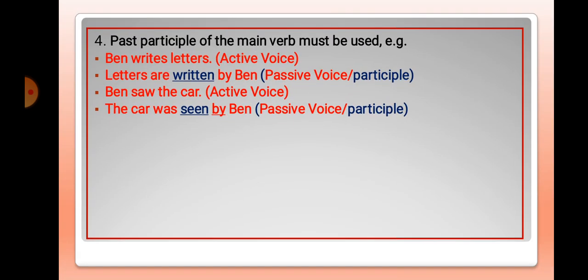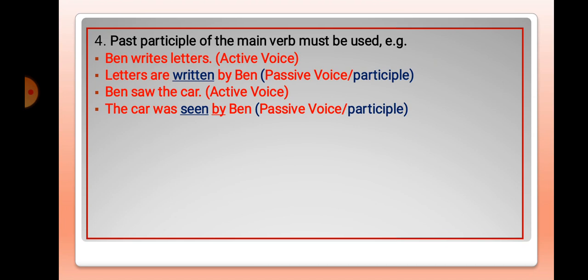So the last but not the least of the rules is that the past participle of the main verb must be used when we want to form the passive voice. You never hear is saw or is broke. So you hear or you use is seen or are seen, is broken or are broken.